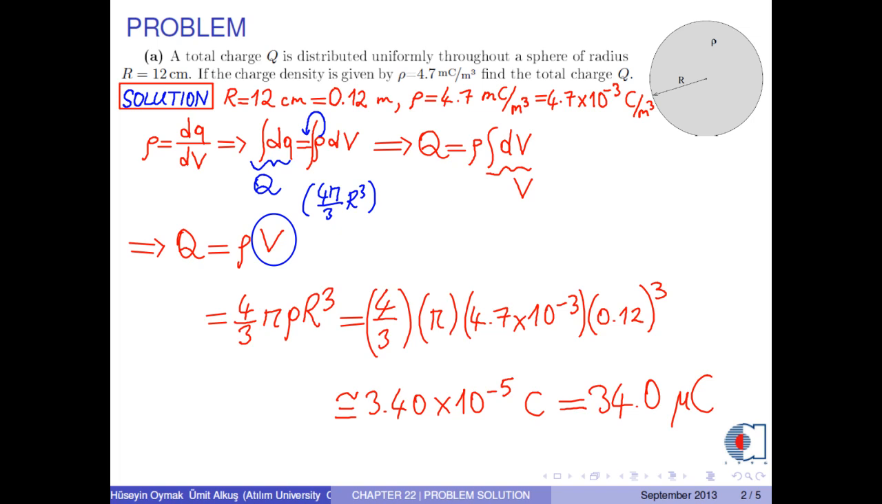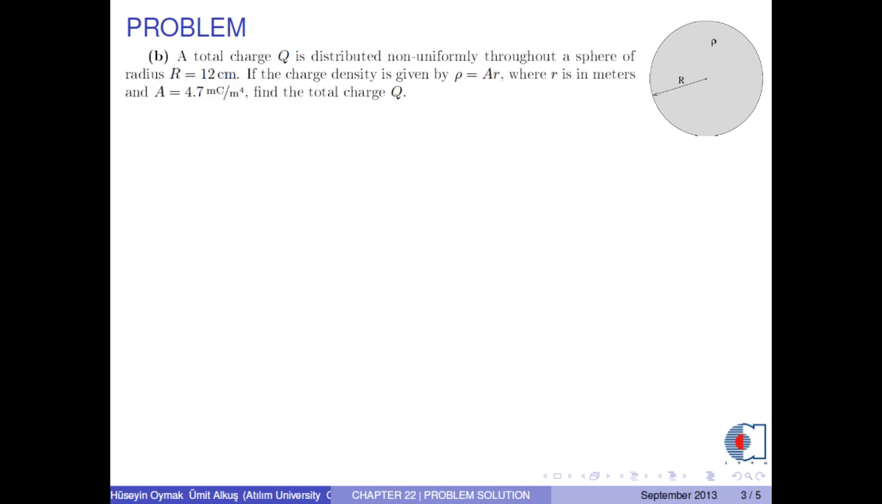Okay, let's solve part B. A total charge Q is distributed non-uniformly throughout a sphere of radius r, which is 12 centimeters. If the charge density is given by ρ equals A times r, where r is in meters and A is 4.7 millicoulombs per meter to the fourth, find the total charge Q.